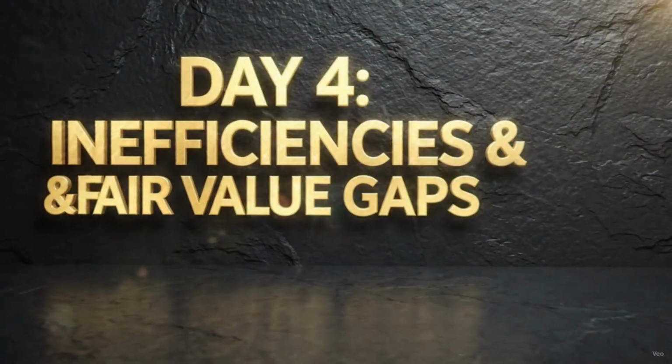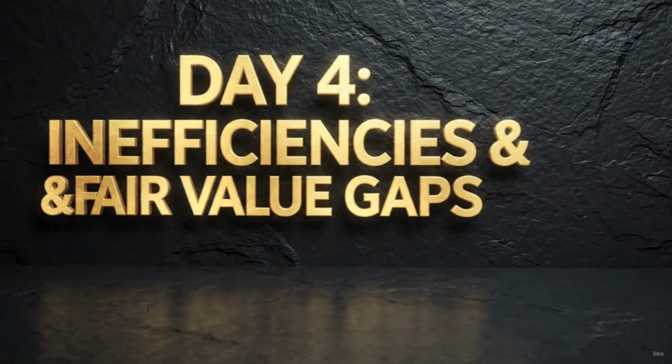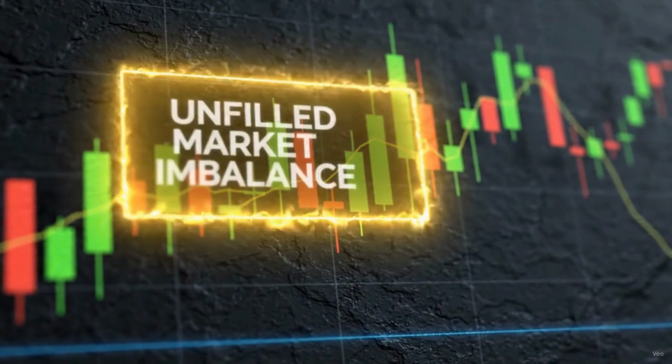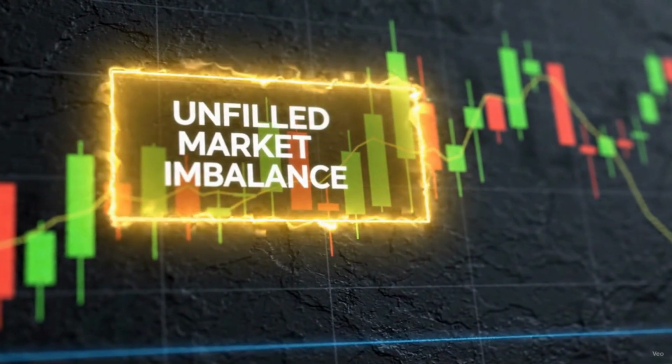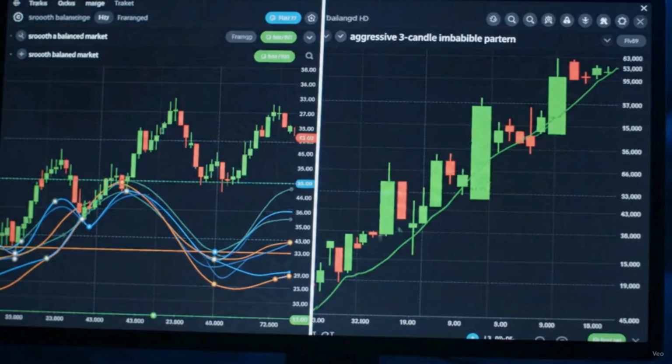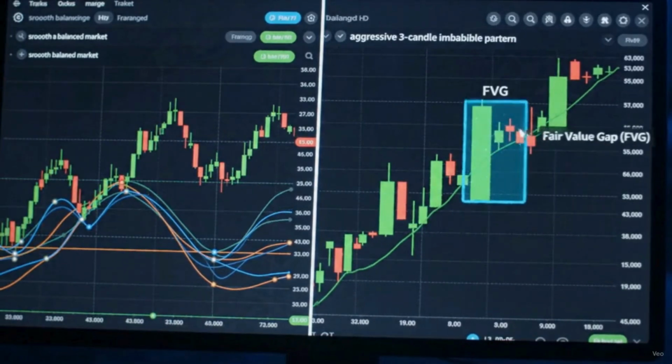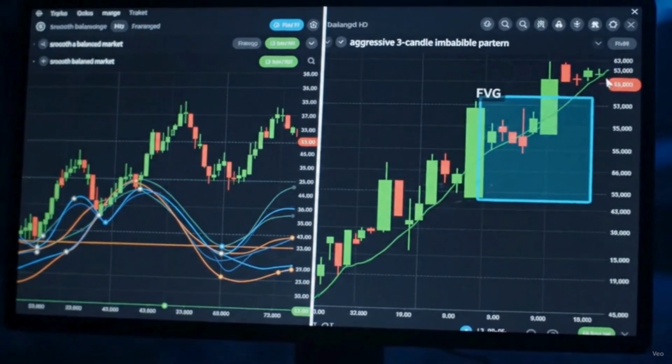Today, we map market imbalances to find ultra-precise entries. When market makers aggressively push price, they leave behind unfilled orders, creating a magnet that price is forced to revisit. These institutional footprints are called fair value gaps, or FVGs. Today, you'll learn how to locate and trade them.